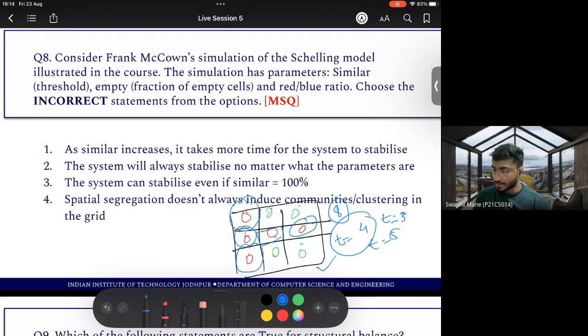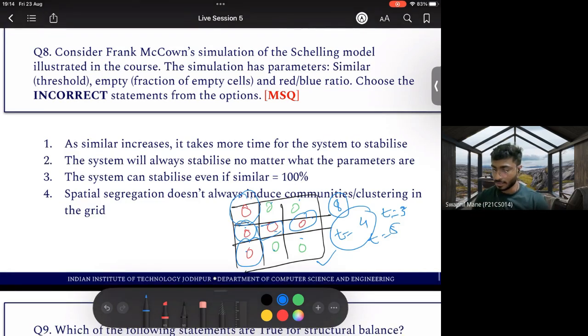As similar increases, meaning the threshold, whatever threshold we are putting, as threshold increases, it takes more time for the system to stabilize, right? This is true maybe, right? Meaning the more the threshold you are adding, the more the shifts will be made actually. The system will always stabilize no matter what the parameters are. Is it true? The system will always stabilize.